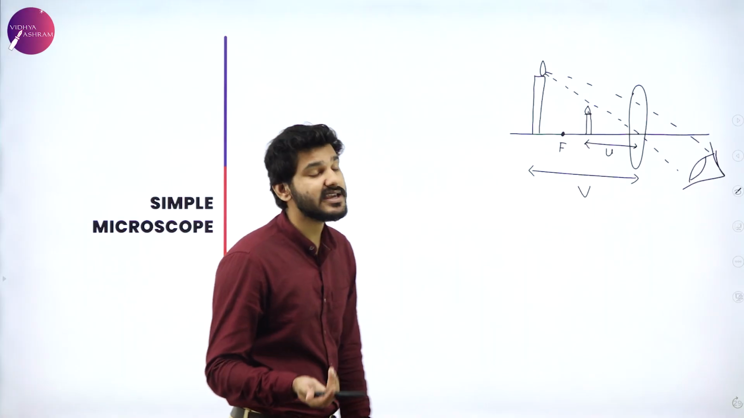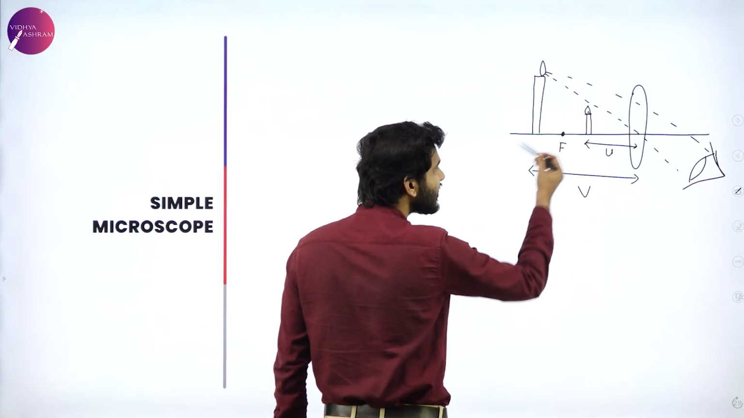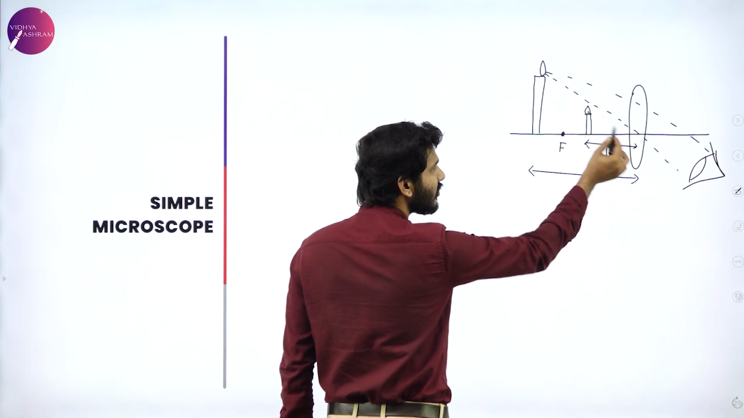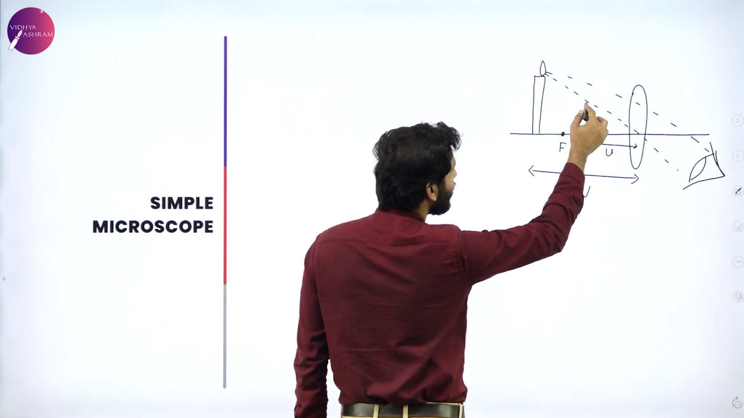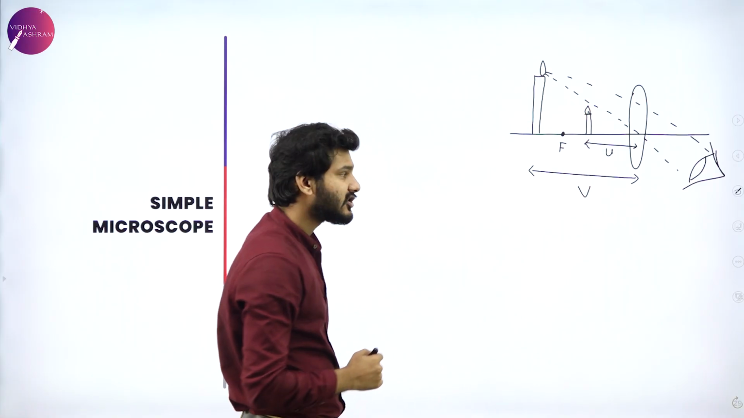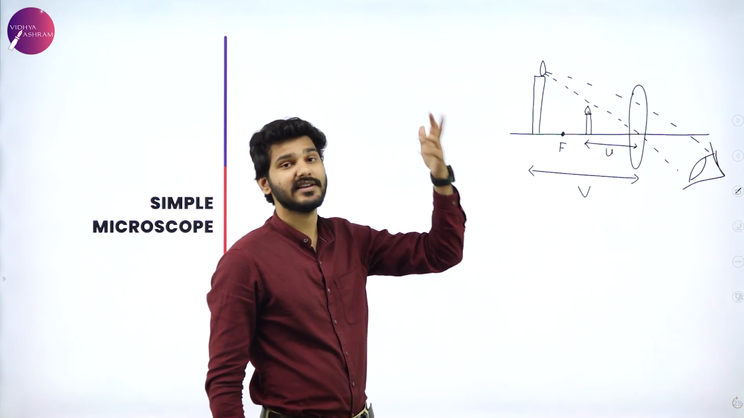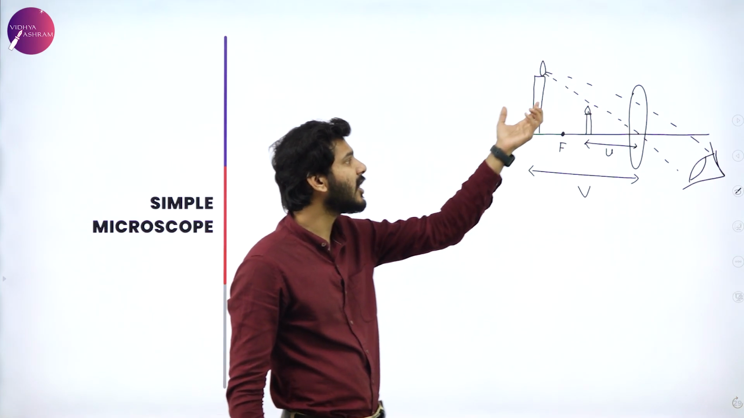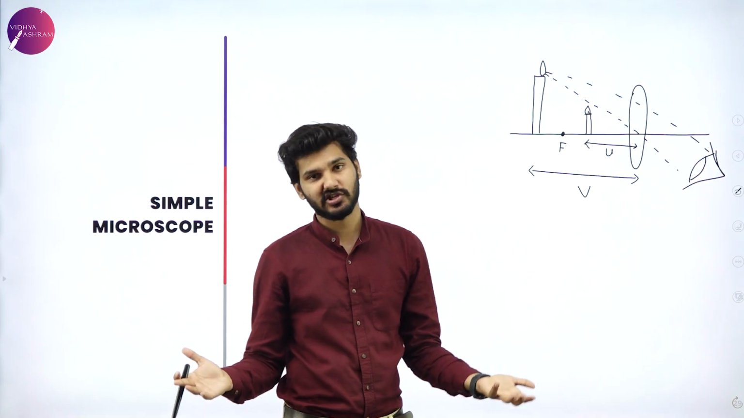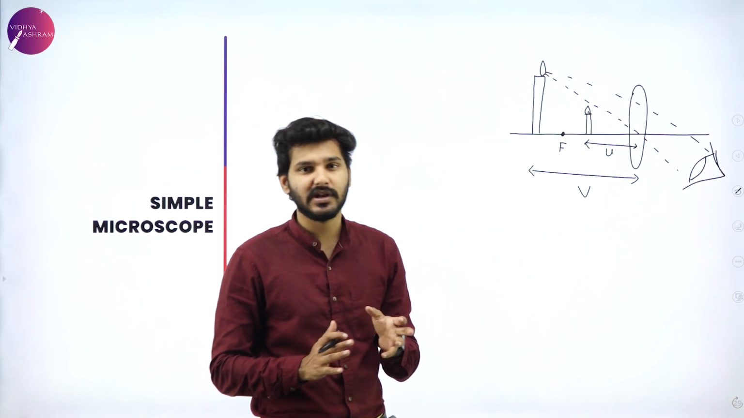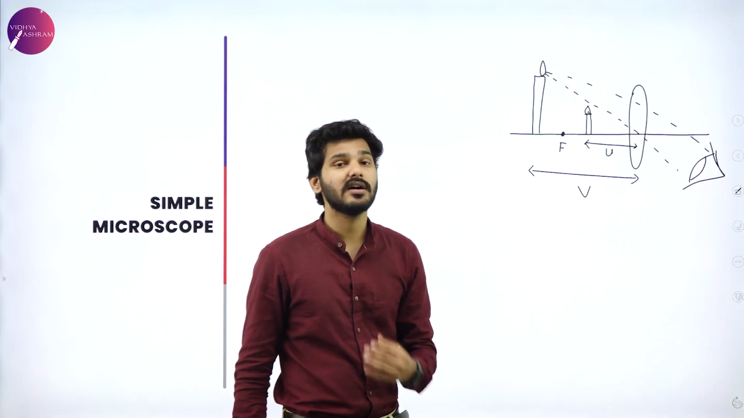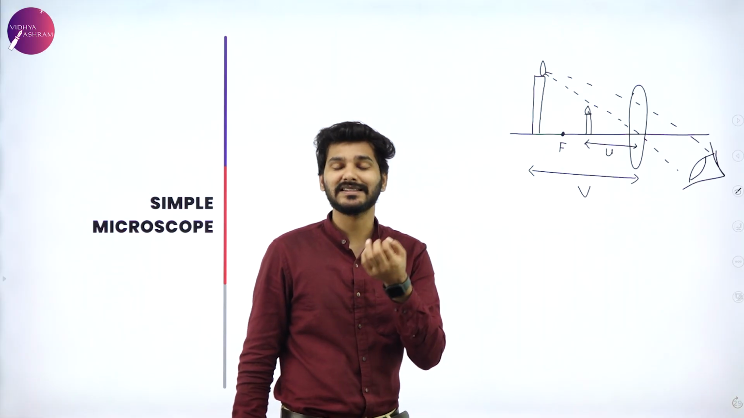As you can clearly see here, the object is placed in between the focus and the lens, which means the object will be enhanced. So the image is formed far apart here, tricking our eyes into believing that, okay, the object is now large. That is the only thing that is happening here, and this is the ray diagram for that particular simple microscope.